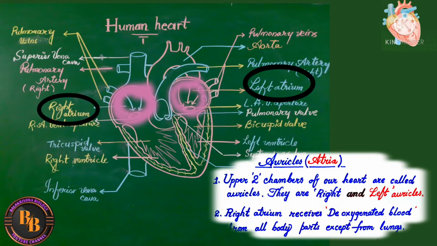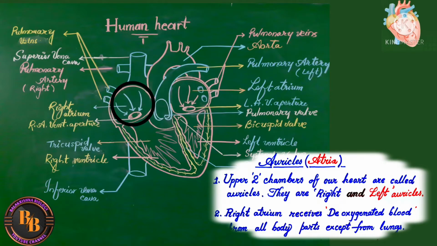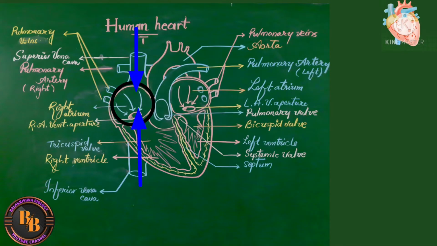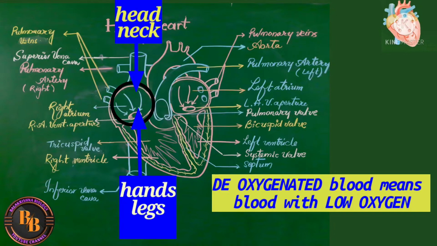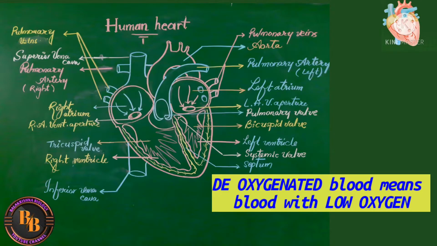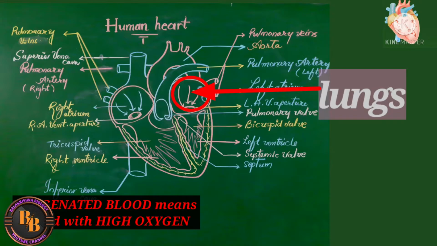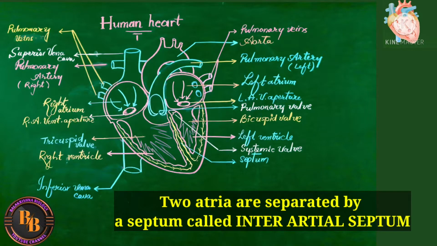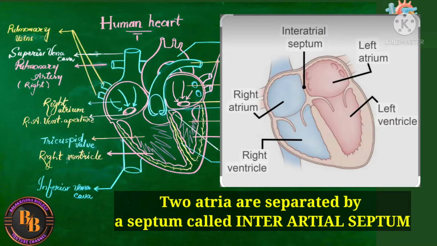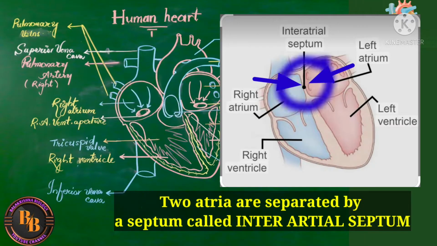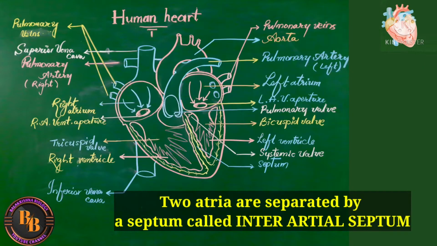The first chamber, the right atrium, receives deoxygenated blood from all body parts except the lungs. Then the left atrium receives oxygenated blood from the lungs. The right and left atria are separated by a muscular wall called the septum, its name being the interauricular septum.